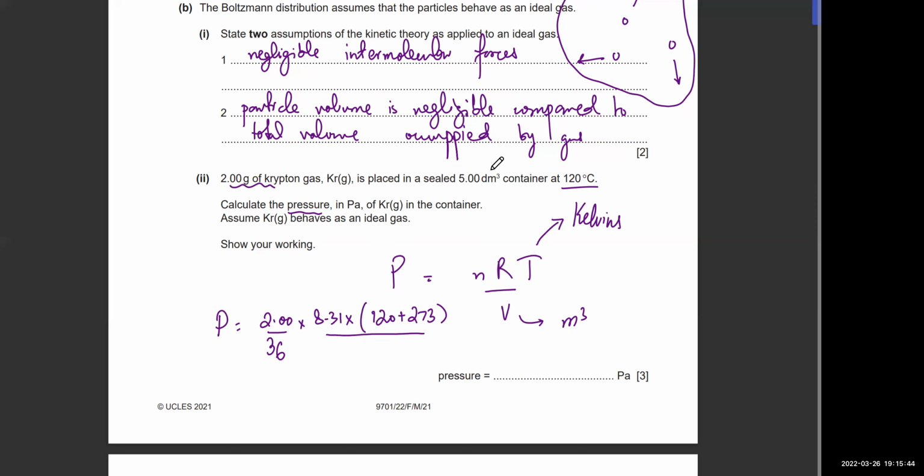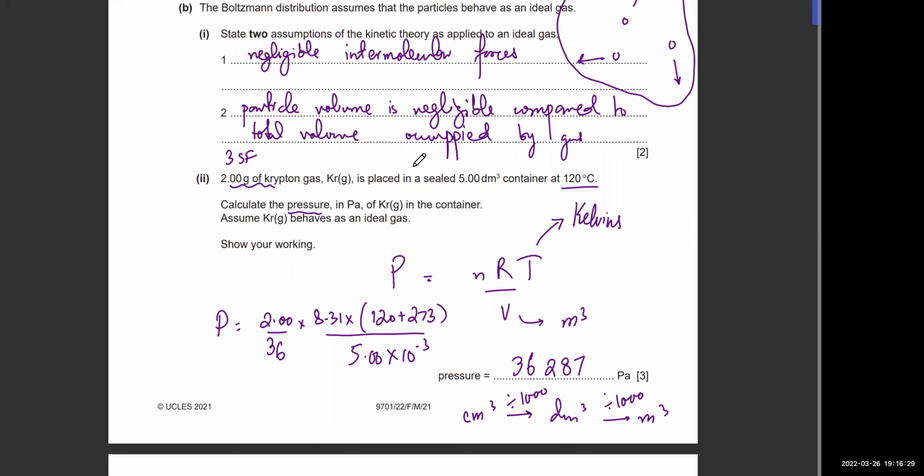So the volume is given in dm cube. So how do you convert dm cube to meter cube? You multiply it by 10 to the power minus 3. The conversion is cm cube to dm cube to meter cube, it's divided by 1000, and this is also divided by 1000. Can anyone do the math and tell me what the pressure is in Pascals? 36,287 Pascals.